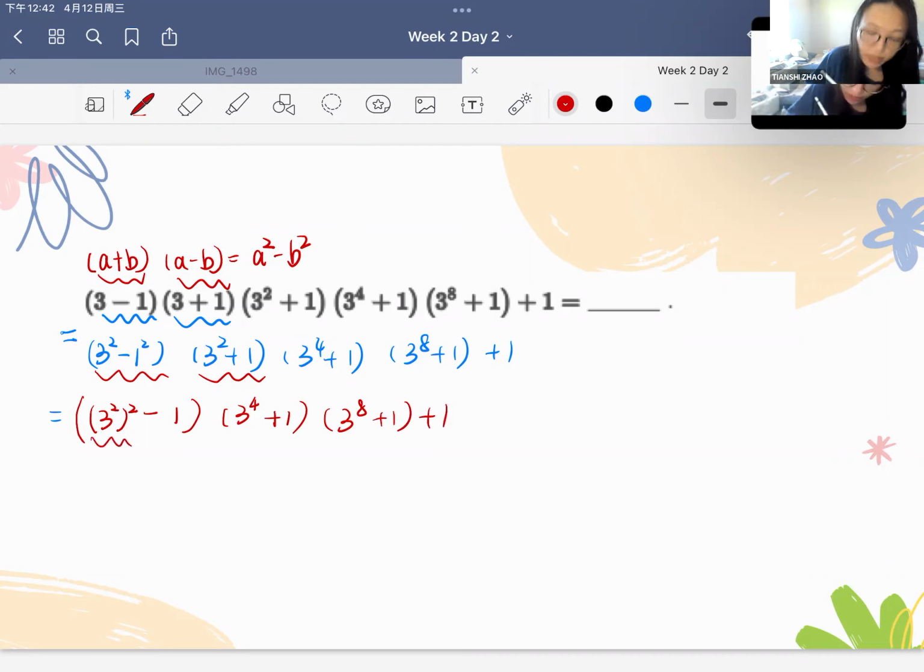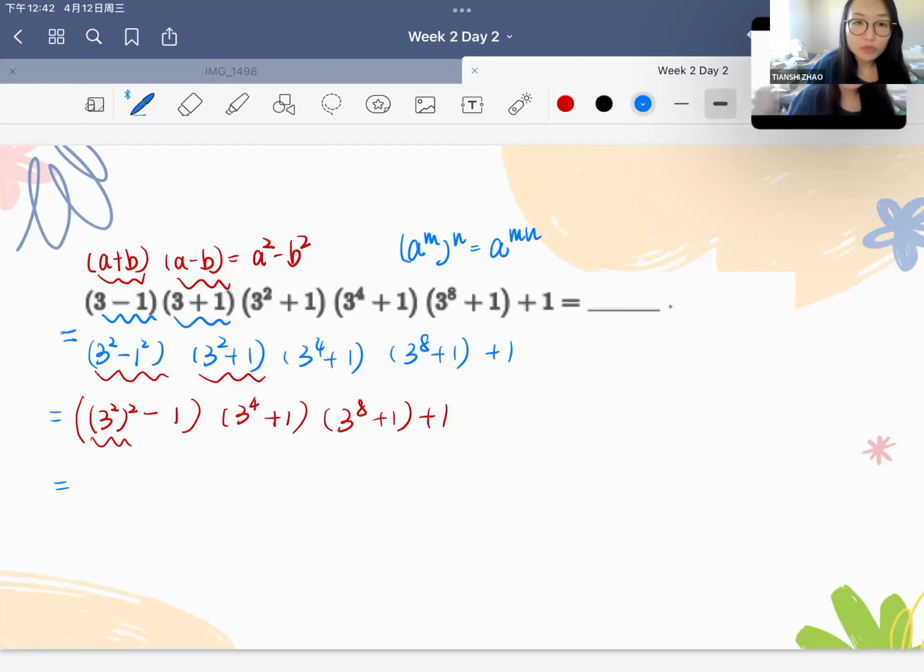So here is 3 to the power of 2, and then to the power of 2. This can remind us about the power rule, right? Because a to the power of m and then to the power of n equals a to the power of mn, right?